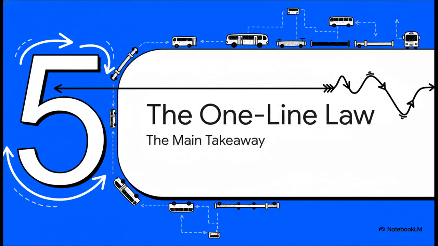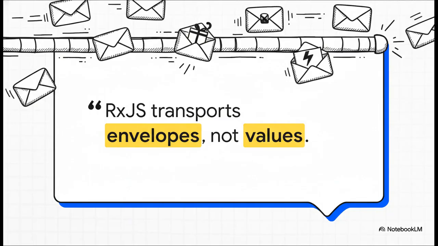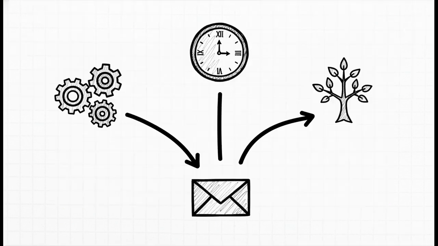Okay, so this entire idea, this whole metaphor, it really boils down to one simple, elegant, powerful rule. If you take away just one thing today, please let it be this. Here it is: RxJS transports envelopes, not values. That's it. That's the law. Think of those notifications we talked about as envelopes. Some envelopes have a value inside, some are error notices, and some are just empty envelopes that say this conversation is over. The entire system, every single piece of it, is designed to handle the envelopes, not the letters inside. And once you get that, everything else just falls into place.